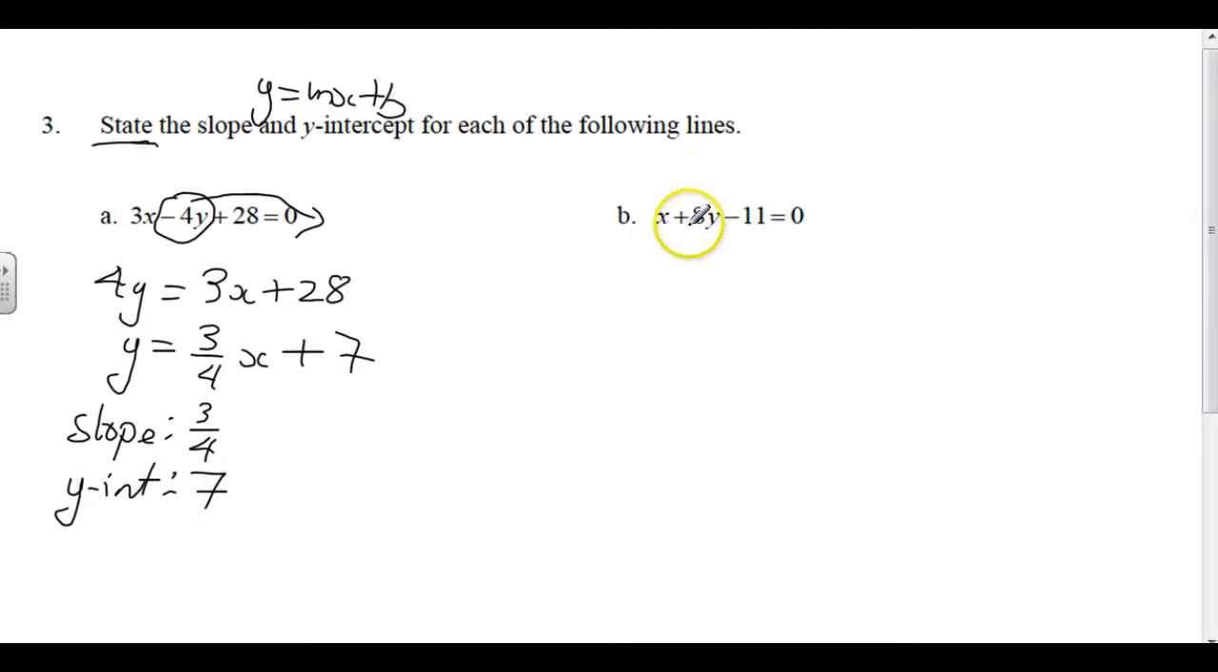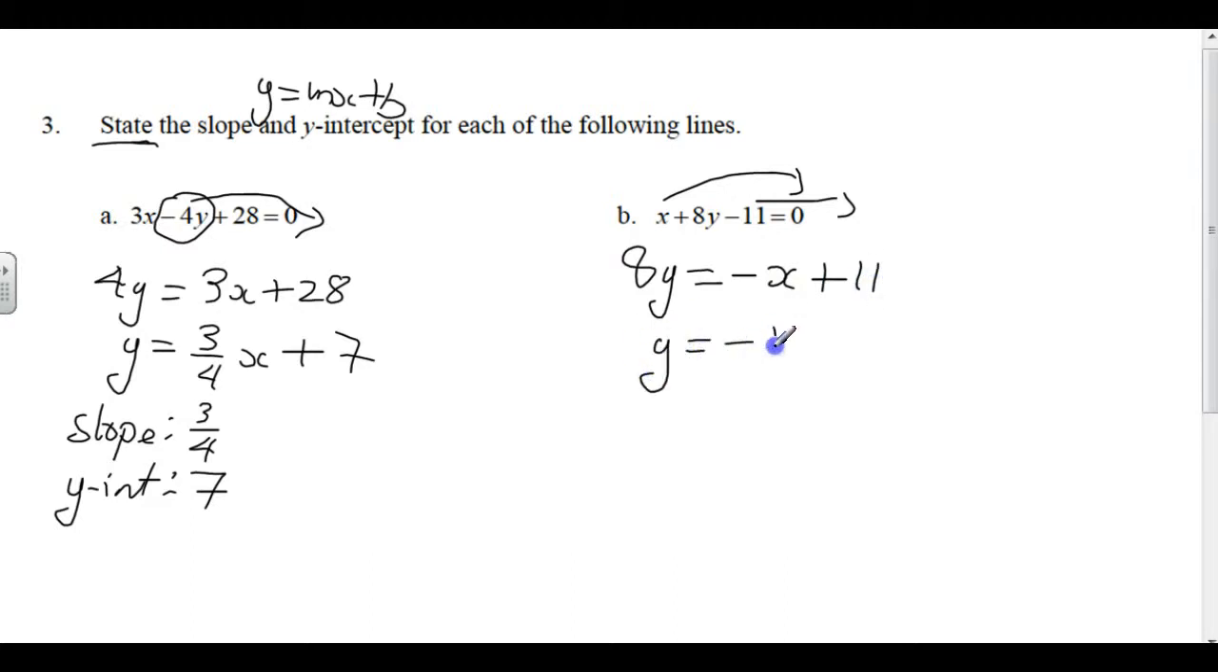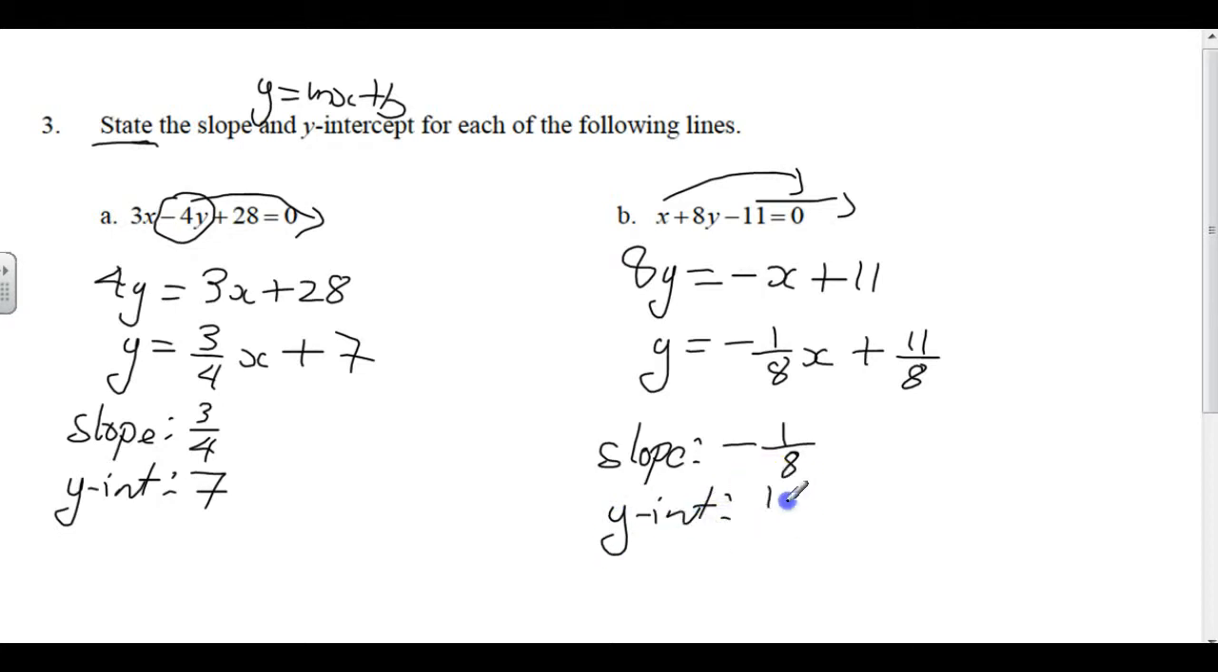Next one. So we have a positive y, so we're going to leave that, and we will move these guys over. So this becomes negative x plus 11, negative 1/8 x plus 11/8. So the slope is negative 1/8, and the y-intercept is 11/8.